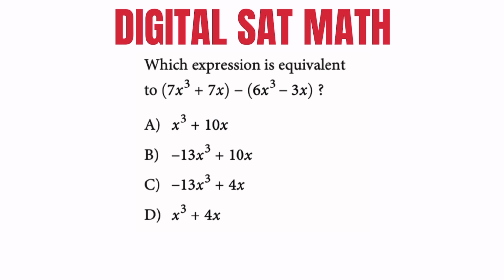So, to solve this one, we're just going to distribute the negative into the parentheses. So let's go ahead and do that. 7x cubed plus 7x minus, when you distribute this negative into the parentheses, this will become negative 6x cubed and plus 3x.